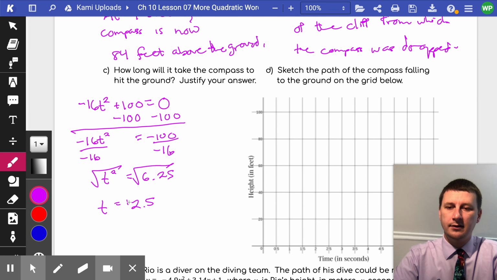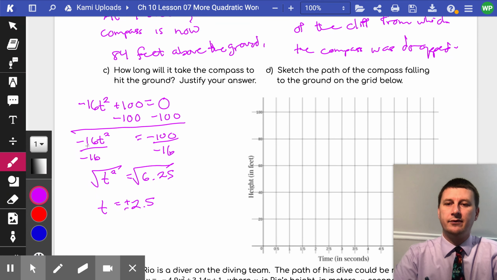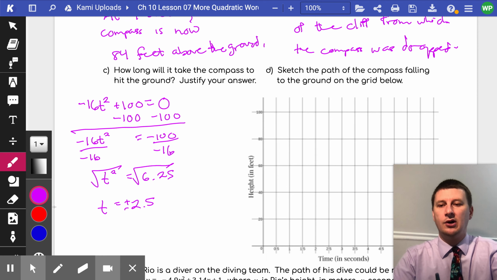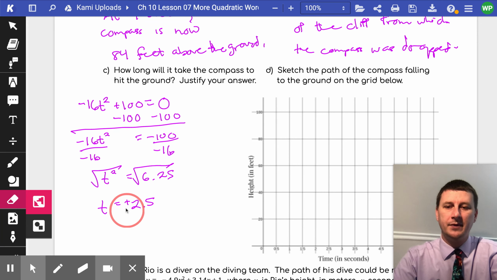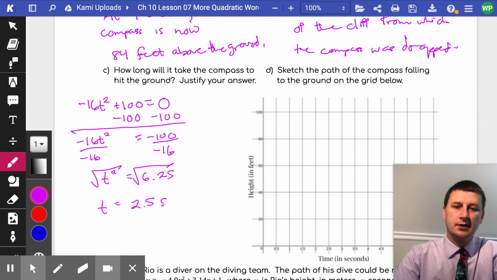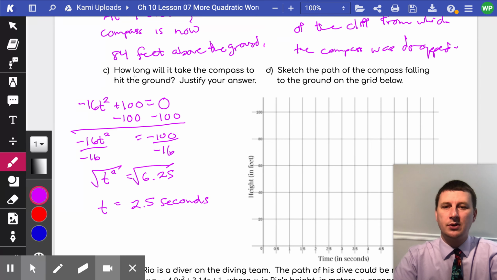And don't forget that you have a positive and negative answer to every square root, but because this is a real life situation and it's representing time and you can't have negative time, we're just going to have the positive solution there. So we're just going to have 2.5 seconds. So what does that mean, 2.5 seconds? It means that's how long it's going to take the compass to reach the ground.